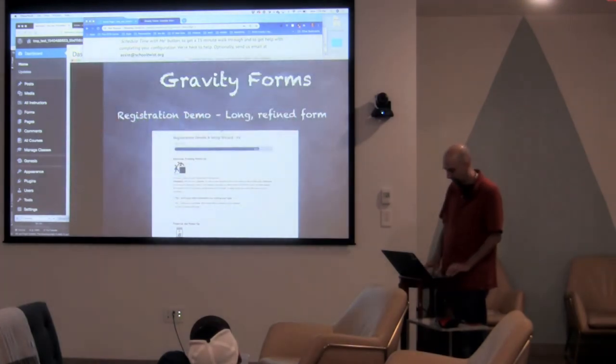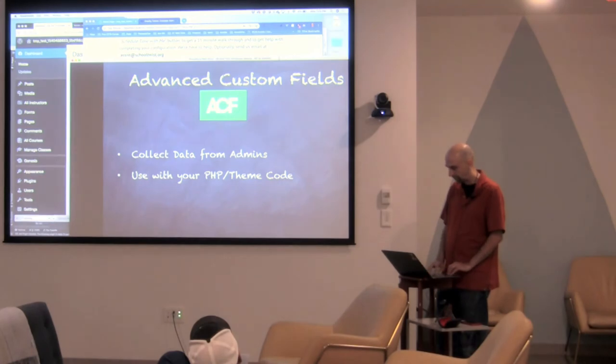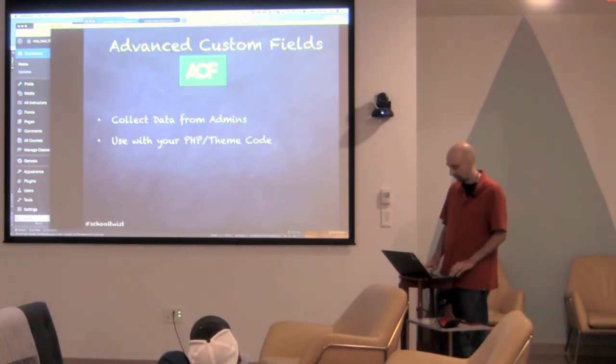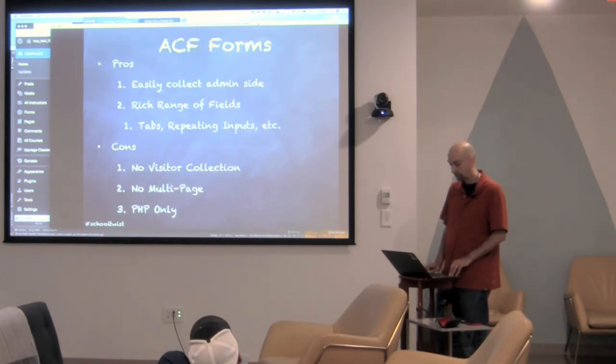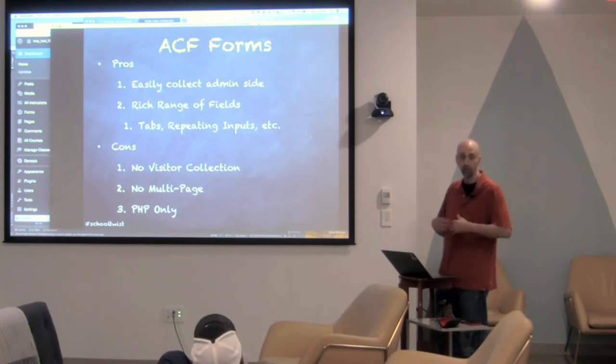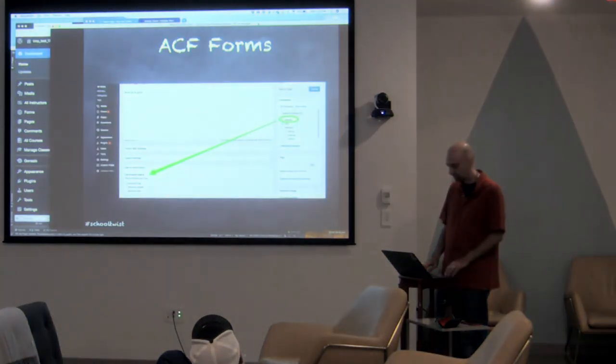So let's keep on going and get to Advanced Custom Fields. So Advanced Custom Fields, this is collecting things on the admin side. And it's really only useful if you know PHP, if you're doing stuff with your theme or you're making your custom plugins, that's where it comes up. So it's great for, if you're familiar with the meta fields that you could add to a post. This has been around longer than that, and you could get complex fields attached to option pages, posts, pages, and stuff like that.